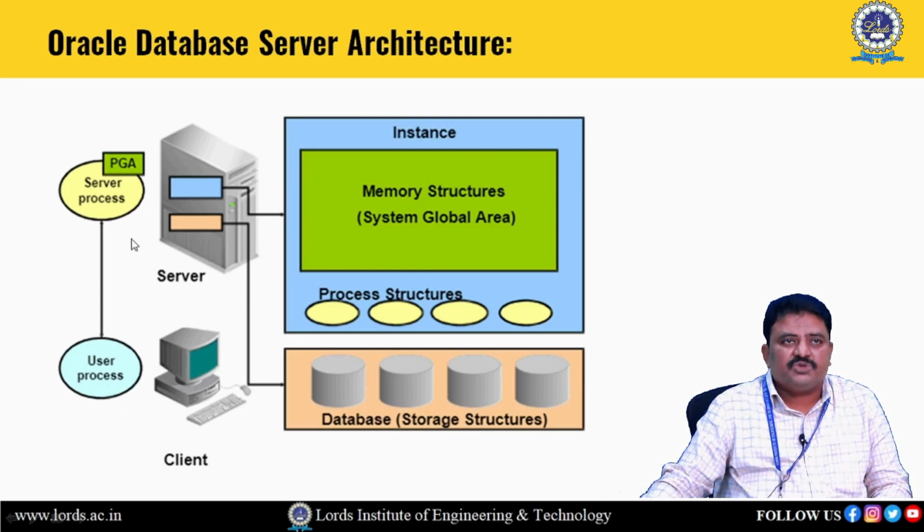So once a request has been generated at the Oracle database server, we generally have a server process, and the server process will look after the request which comes from a particular client. This is called a PGA, the Program Global Area, or generally we also call it the Process Global Area, which handles a particular request from the client.